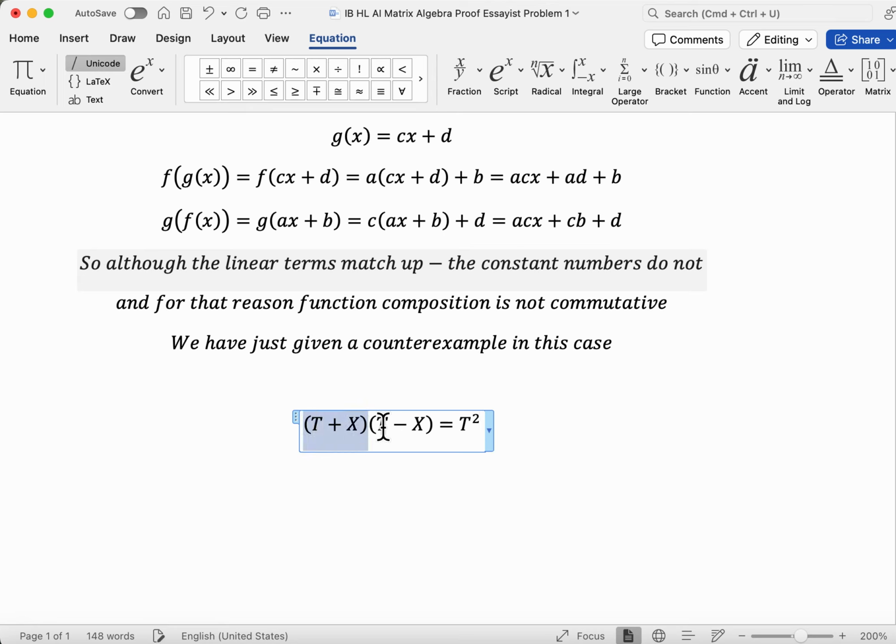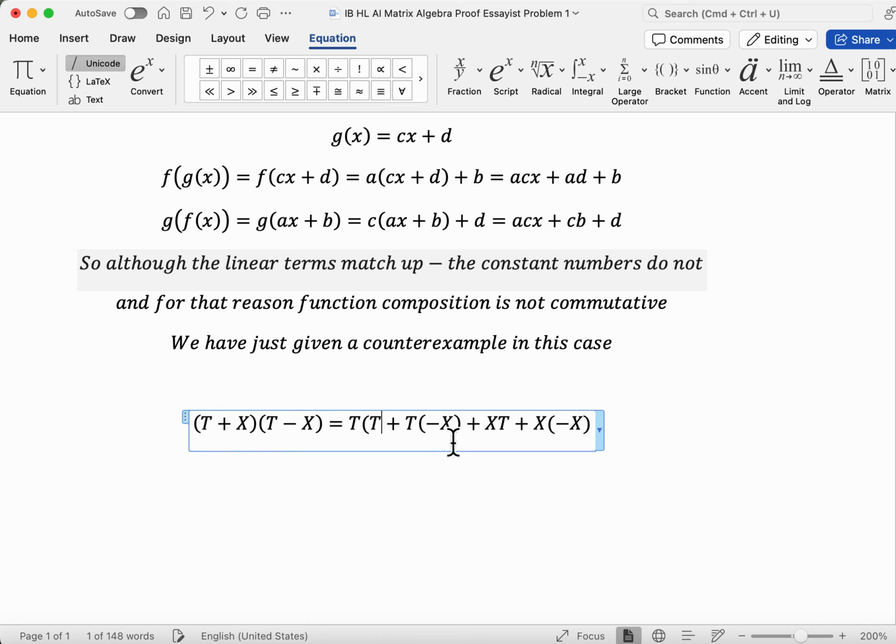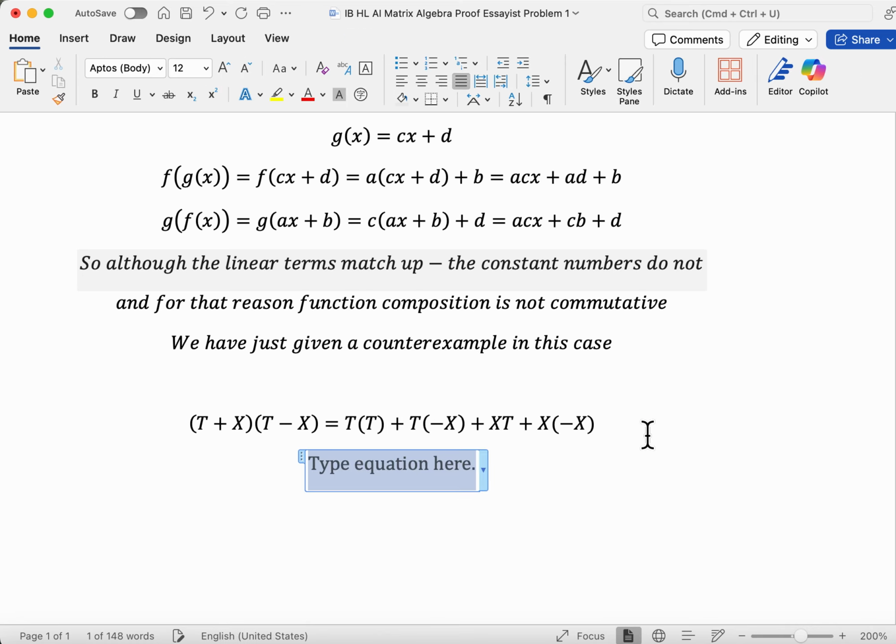t goes with t, so you get t squared first. Then I add plus t times minus x, so the order that you multiply has to matter. And then I add this with x multiplied with t. And then this gets added by x times minus x, being very anal about the order that I'm multiplying things here. In fact, let me put it like this here.